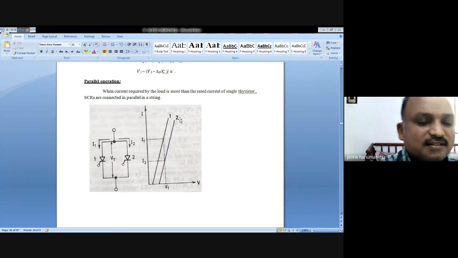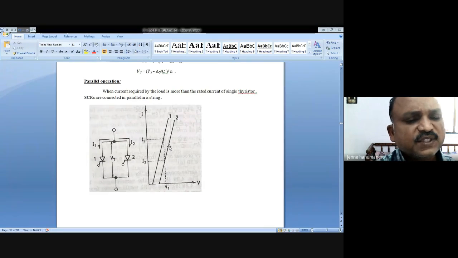Next, parallel. We want to get more and more current. When the current required by the load is more, how do you get a greater, maximum current for the load? The current given by a single SCR cannot be sufficient. So how do you make this current more for the load? It can be done by connecting SCRs in parallel, in a string.